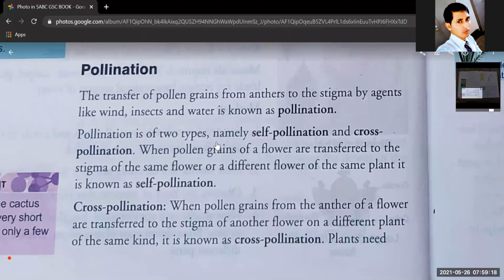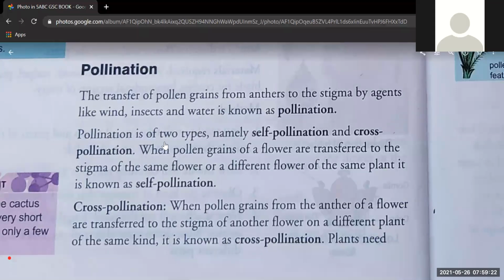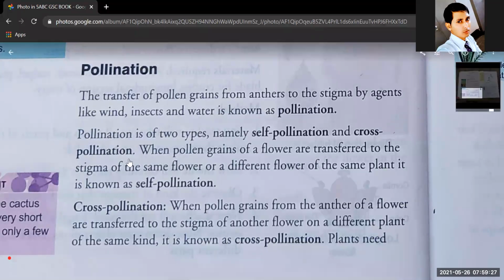Pollination is of two types, namely self-pollination and cross-pollination. Now, pollination is further divided. There are two types of pollination, cross-pollination and self-pollination. When pollen grains of a flower are transferred to the stigma of the same flower or a different flower of the same plant, it is known as self-pollination.